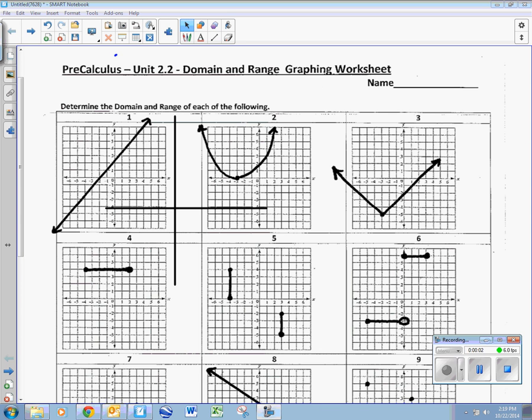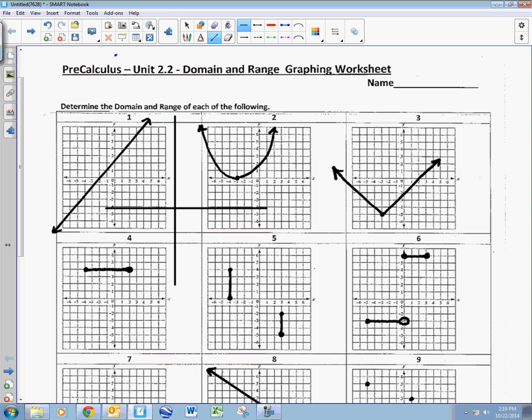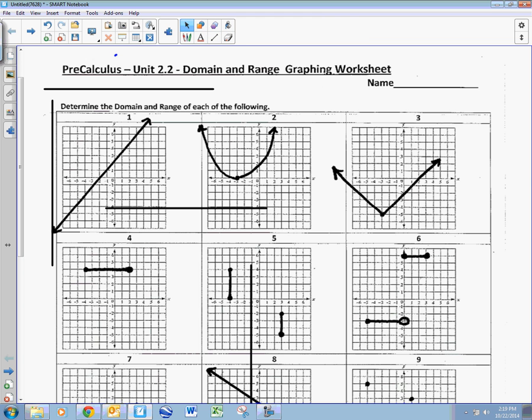So you can use your pencil, but what I do with the smartboard is I grab a vertical line and then I grab a horizontal line and I draw those across, okay? Kind of like I had over here. I'm going to push those down here for a second.